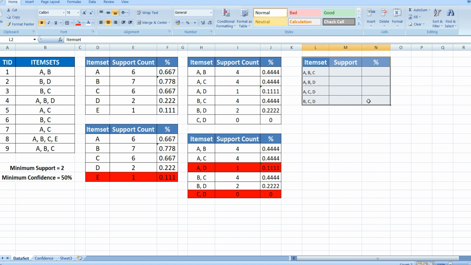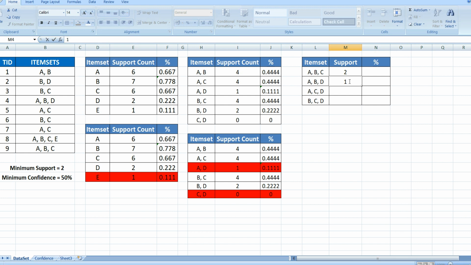Let's go ahead and see how frequent they appear in the dataset. A, B, C appear together. A, B, C, A, B, C, we have two. What about A, B, D? A, B, D, and this is the only time where we have three item sets which have got those values.